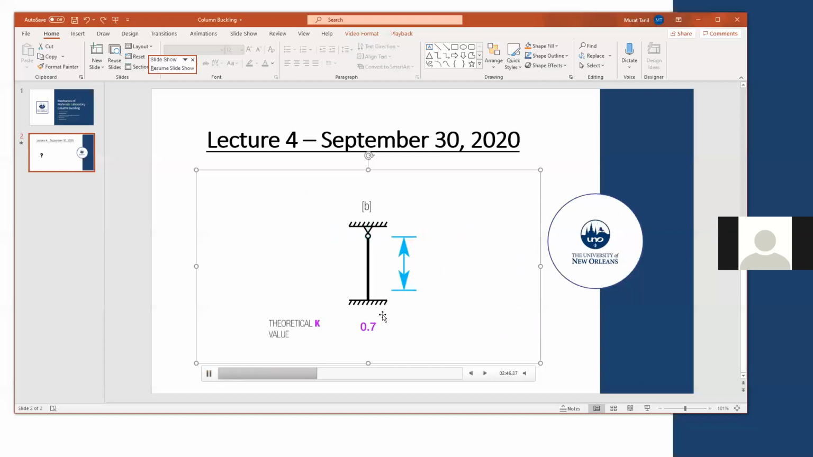Let's look at the second scenario. In this scenario, you have again the same length, a 10-foot long column, and you're going to multiply this by the K value from the table, 0.7, because it's a fixed connection at the bottom and a pin connection at the top. And your column is going to behave as a 7-foot column.